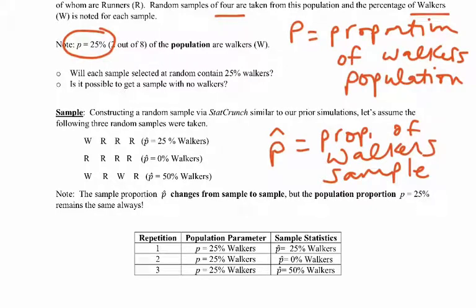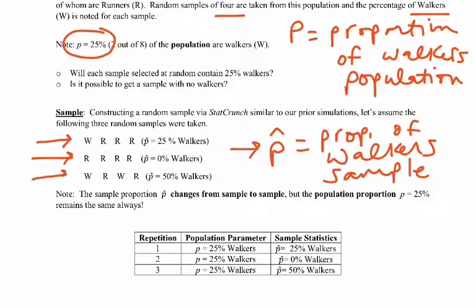So using StatCrunch, we randomly pulled 3 samples of 4 people each. And let's assume this is what we got. Our first sample contained 25% walkers. Notice the notation, p hat, because it's the sample we're looking at. So 1 out of 4 in my sample were walkers, so that would be a proportion of 25%. In the second sample, I got 0 walkers.